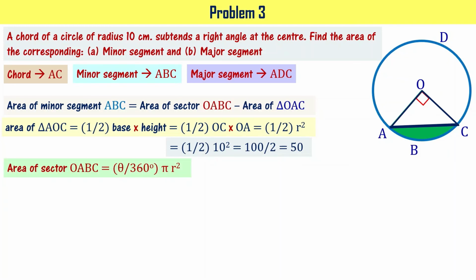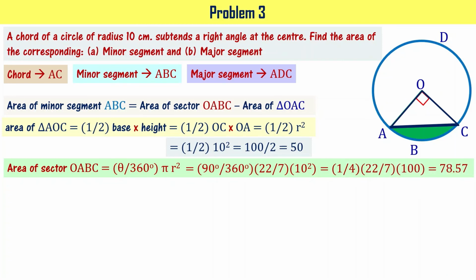Now, we know that the area of a sector can be written as theta divided by 360 degrees times pi r square, right? When you substitute theta equal to 90 degrees and pi equal to 22 by 7 and r equal to 10 and simplify, you get the area of sector OABC as 78.57 centimeter square. It means the area of the minor segment can be written now as 78.57 minus 50, that is equal to 28.57 centimeter square. So now we are done with the first part.